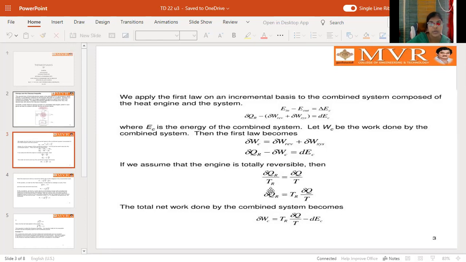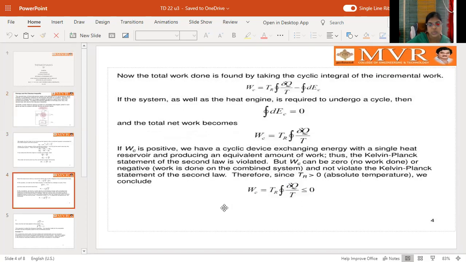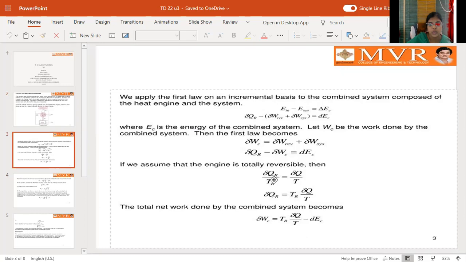If this system is also irreversible and this system is also reversible, our total system is reversible. Our equation would be in the form of delta QR by TR is equal to delta Q by T. So finally we got the equation in the form delta QR is equal to delta Q by T into TR. So delta QR is equal to delta W because dE is equal to 0 according to the first law of thermodynamics. So the total work done by the combined system becomes WC is equal to TR into delta Q by T minus dEC.